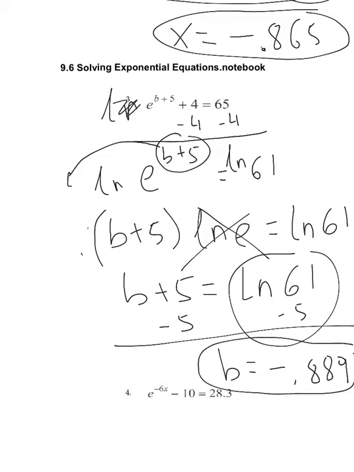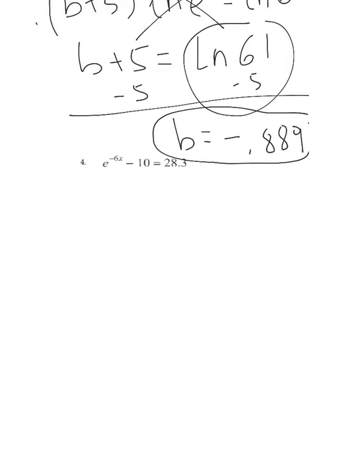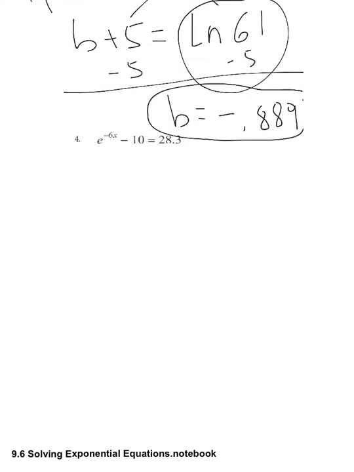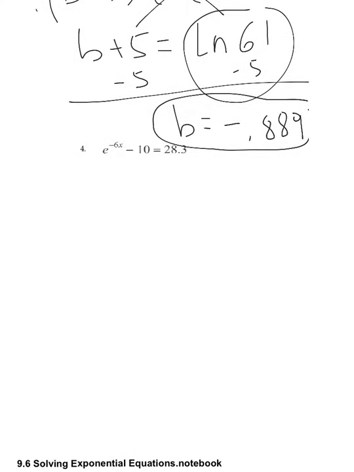Okay, and last question, number 4, and we are done with section 9.6. Number 4, what will be your first step? Add 10 to both sides. So you get e raised to negative 6x is equal to 38 and 3/10. Okay, second step would be ln. I'm changing colors for you so you can understand this. And then the third step would be bring the exponent to the front.